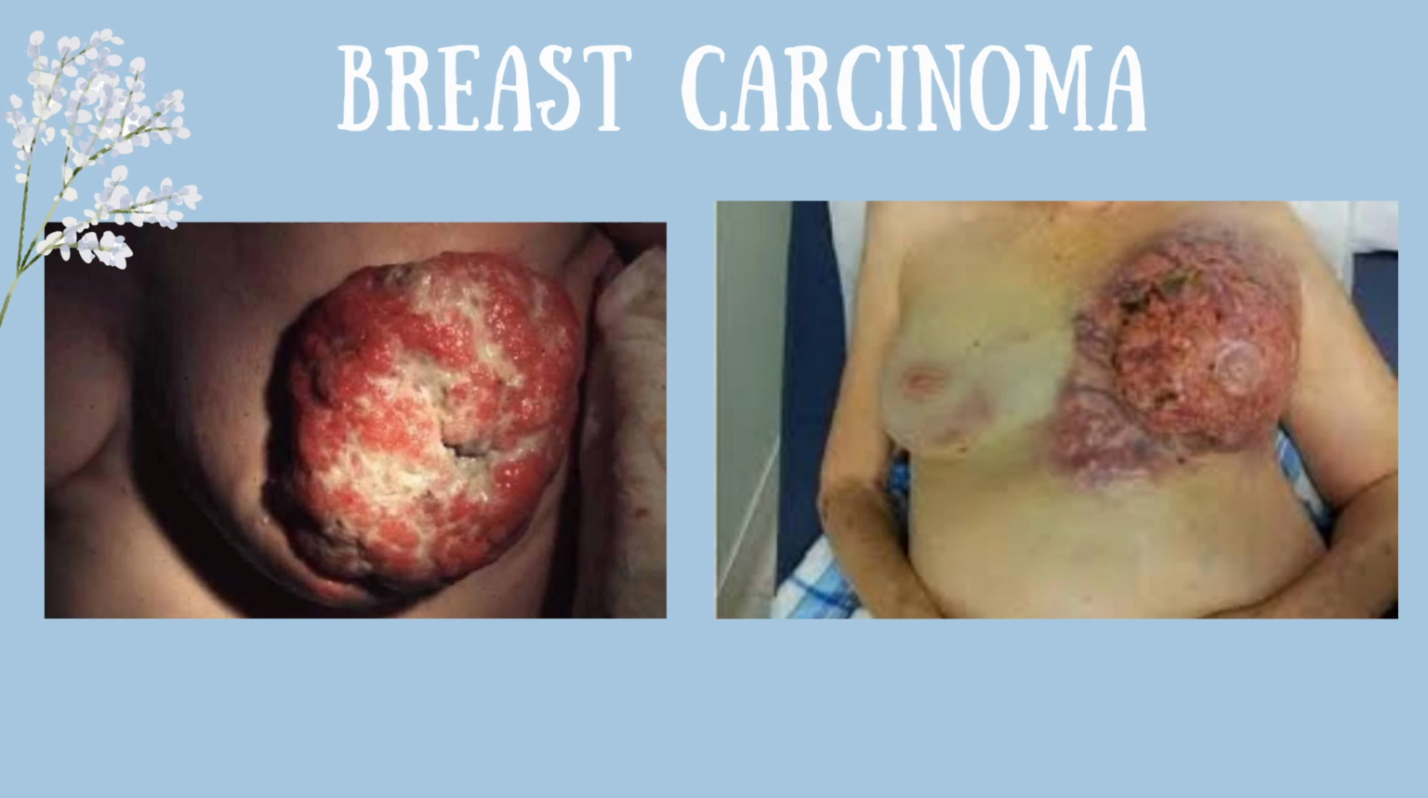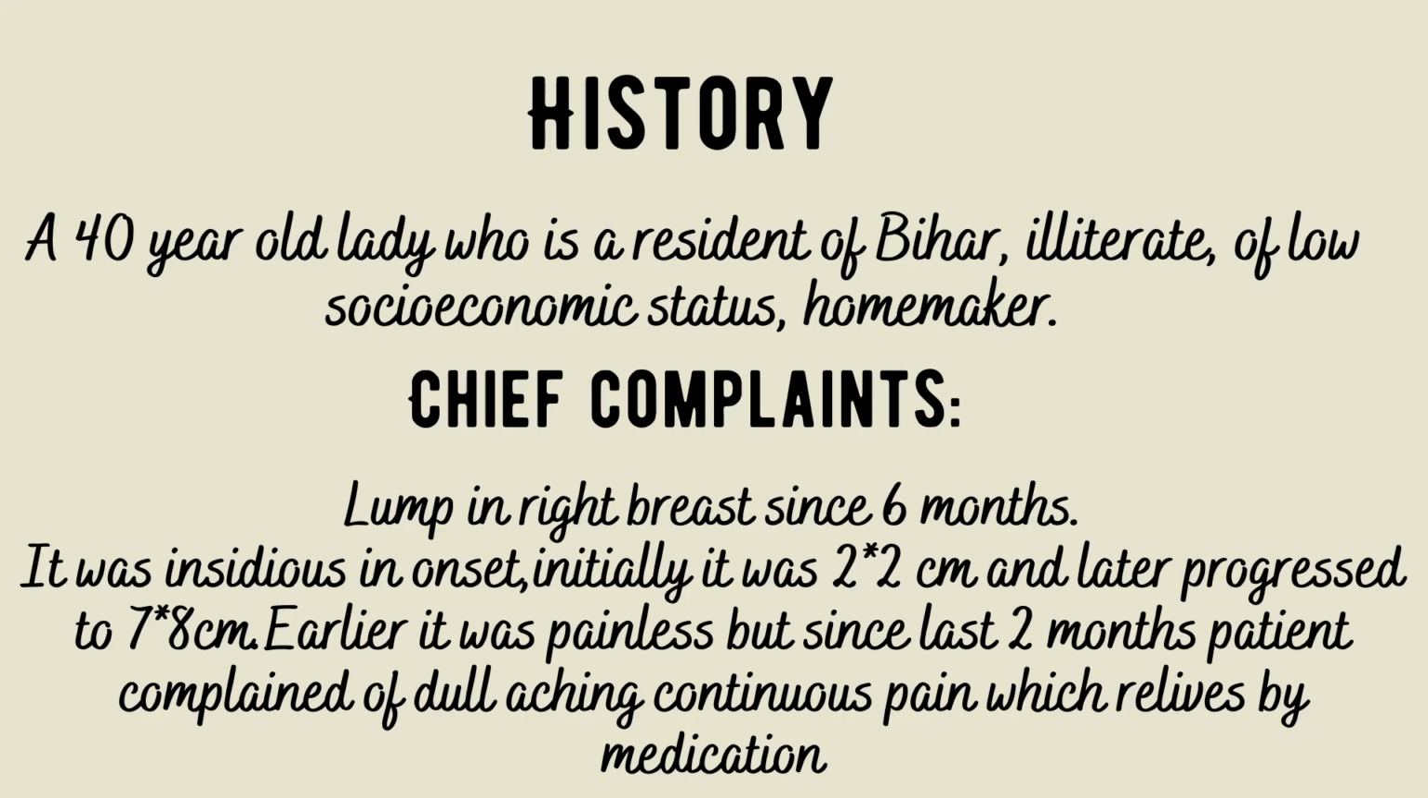Now let's take the history. How will we take the history? We will suppose that a 45-year-old lady who is a resident of Haryana, illiterate, of low socioeconomic status and a homemaker comes to OPD with a lump in her right breast since 6 months. Then you have to describe the lump. What is the onset? We will say it was insidious in onset. Initially it was 2 into 2 centimeters and later progressed to 7 into 8 centimeters.